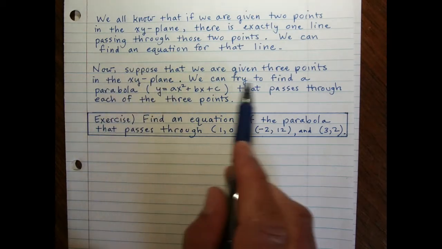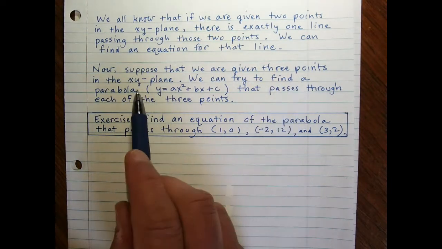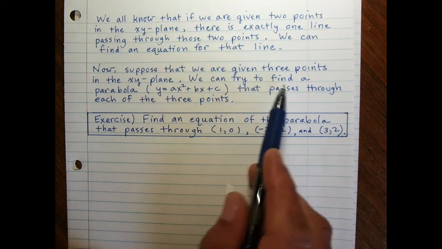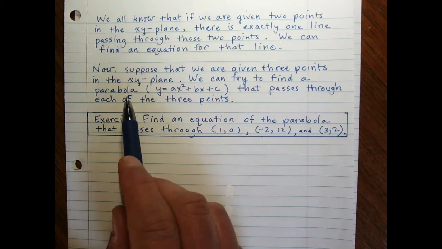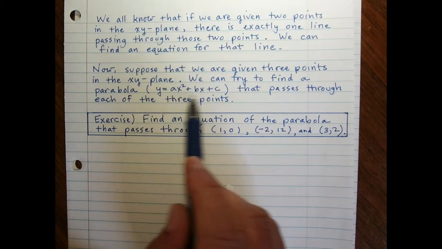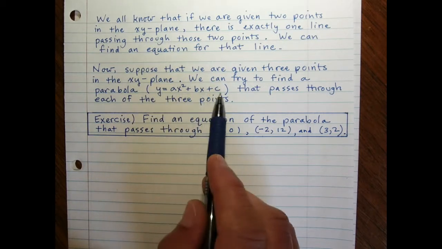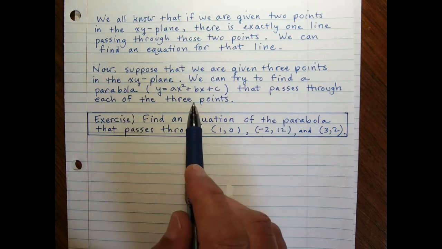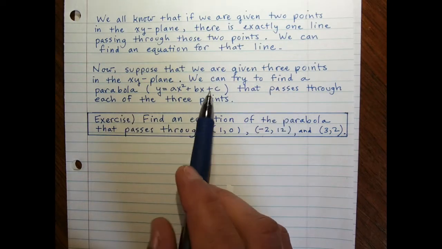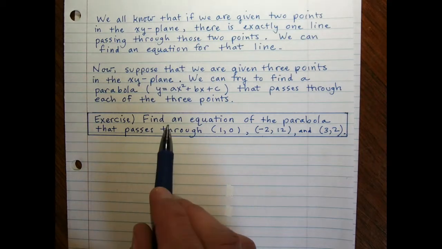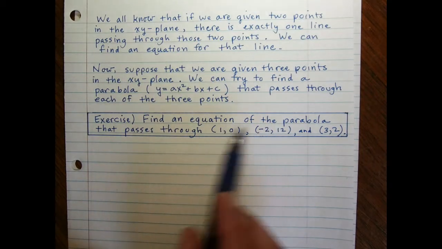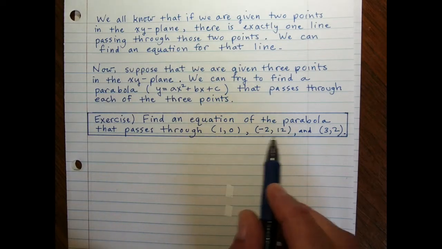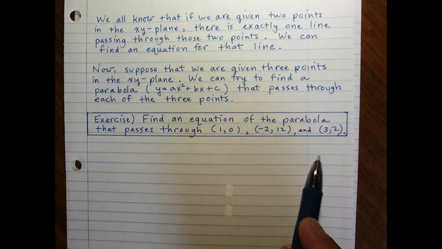Now, suppose that we are given 3 points in the xy plane, 3 different points. We can actually try to find a parabola, so a quadratic function of the form y equals ax squared plus bx plus c that passes through each of the 3 points. And that's the exercise we're going to go through here. We're going to find an equation of the parabola that passes through the point (1, 0), the point (-2, 12), and the point (3, 2).